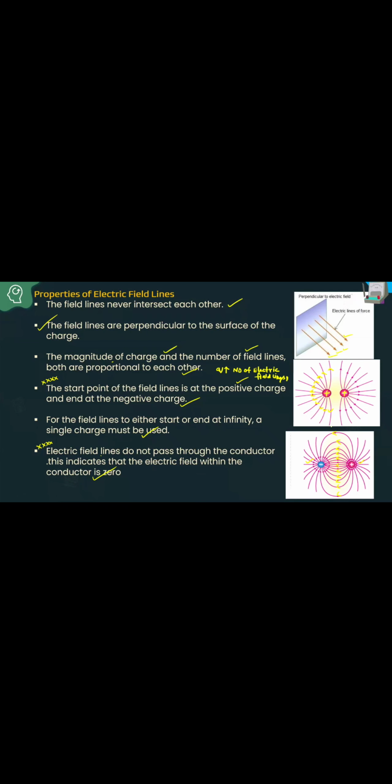Internally, what is the electric field? The electric field is equal to zero. The electric field lines do not pass through the conductor. This indicates that the electric field within the conductor is zero. This is minimum basic knowledge, which you studied even in EMTL. This EMF subject is for electrical students, EMTL subject for EC students. This is minimum knowledge.